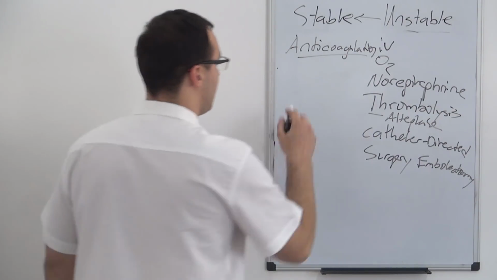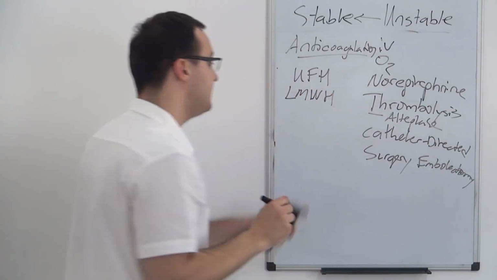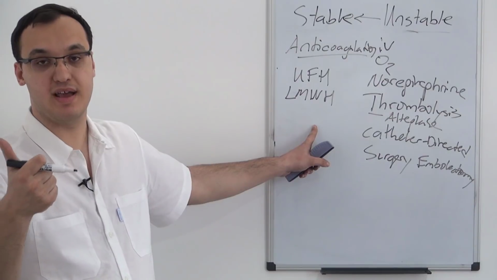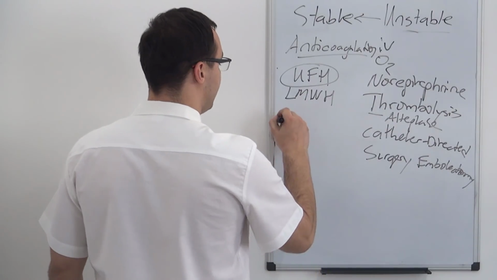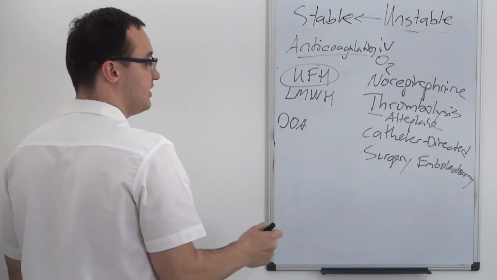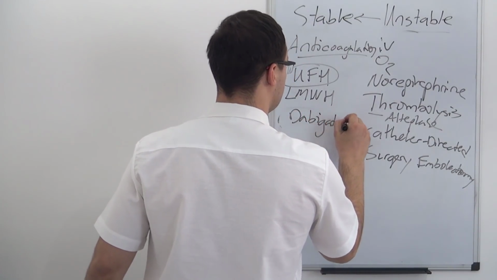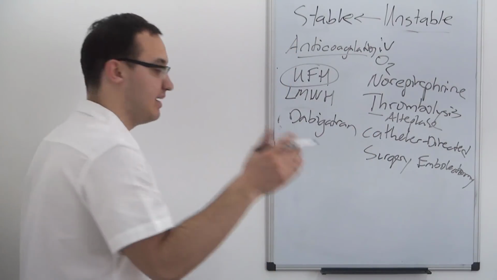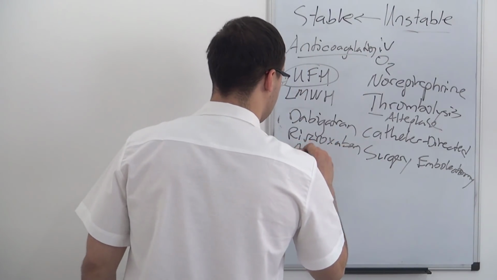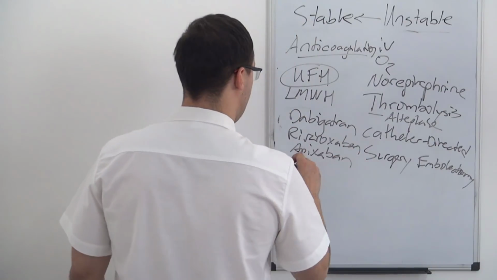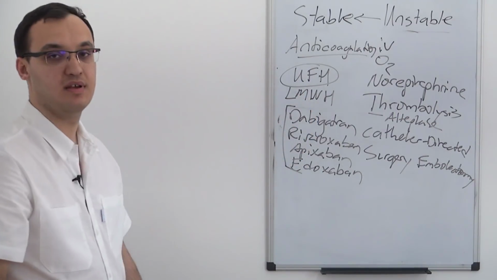I mentioned many types. I mentioned unfractionated heparin. I mentioned low molecular weight heparin. Please name 2 low molecular weight heparin. Enoxaparin and dalteparin. Okay, good. This is their normal heparin. Then we have the direct oral anticoagulants. We had the dabigatran. Then we had this Xaban, rivaroxaban. Then we had apixaban. Then we have edoxaban. Good, this was the direct oral anticoagulants.